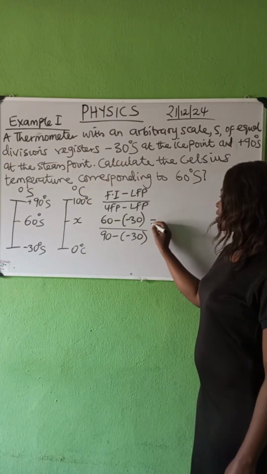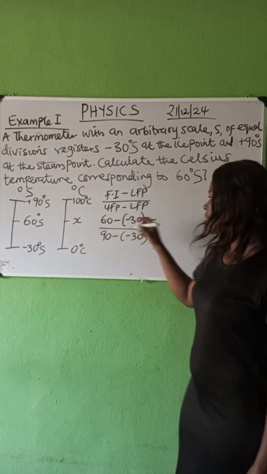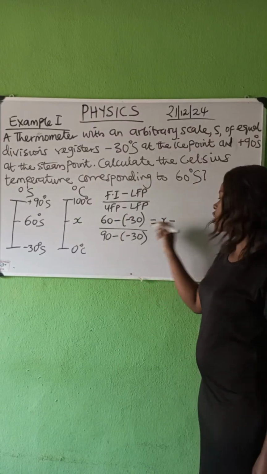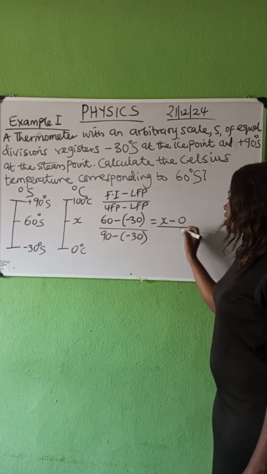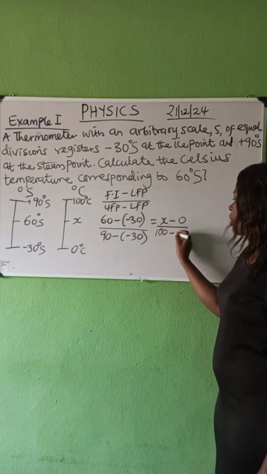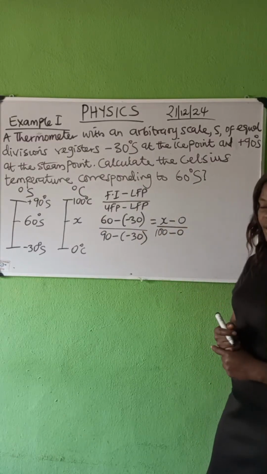Now this is equal to the fundamental interval here, which is x. I'll say this is x minus the lower fixed point, which is 0. All right. Now divided by the upper fixed point here, which is 100, minus the lower fixed point, which is 0. Is that clear? All right.